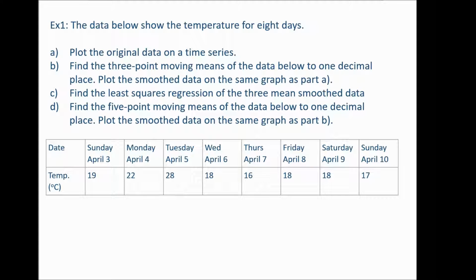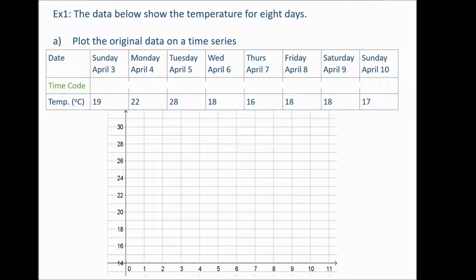So here's the example we're going to go through. Randomly picked days, I guess I'm predicting the future here. We've got the temperature for 8 days. First thing we're going to do is plot it. We already know how to do that. Then we're going to get right into the guts of it, which is finding the 3-point moving means and graphing them. Then we're going to use those values to get a least squares regression, and then find the 5-point moving mean and put it on the graph as well. And then I'll show you a little program that I put on your CAS on Tuesday. So we should all know how to do this.